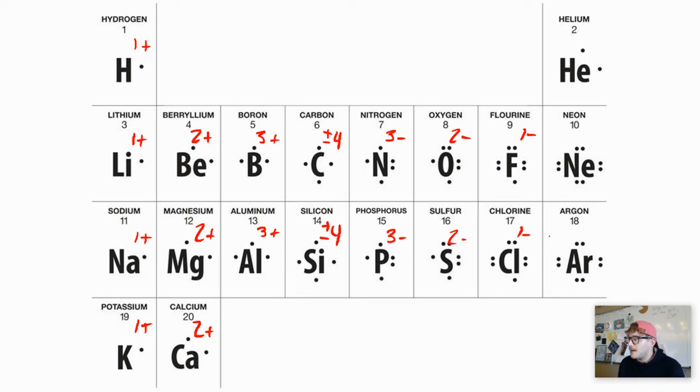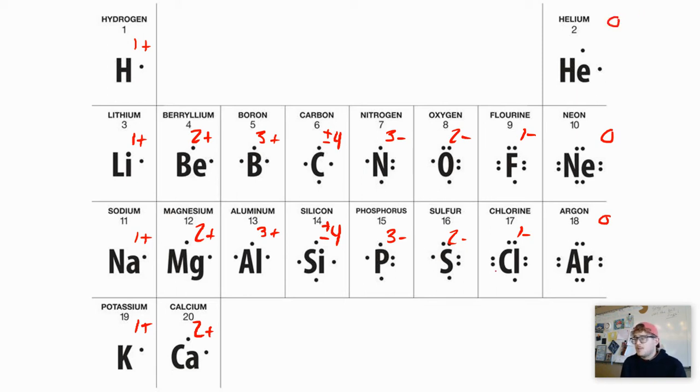And then helium, neon, and argon. Remember, these guys, they're content. They have full shells. So neon, argon, helium, they don't want any more. They're fine the way that they are. So they're not going to gain any. They're not going to get any. So their charge would be 0. They're going to stay neutral. All those guys are going to stay neutral.